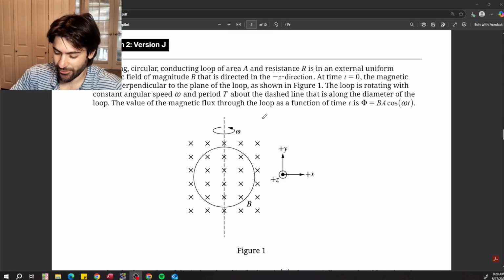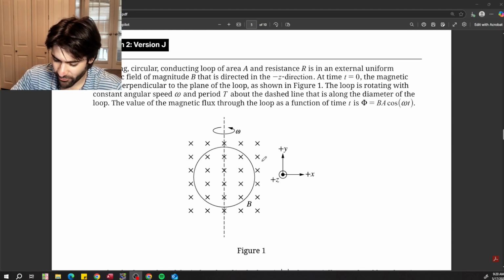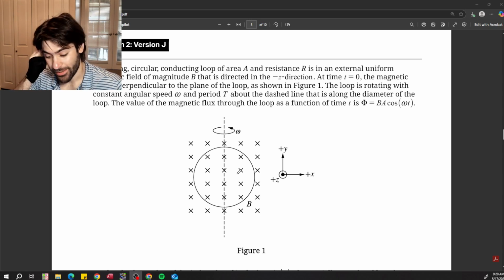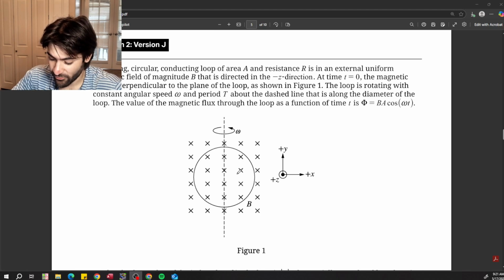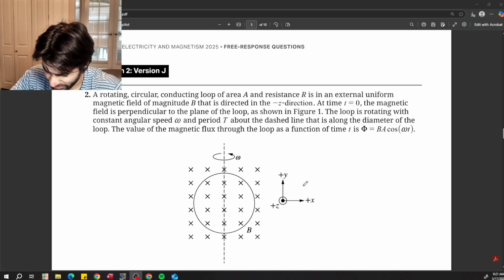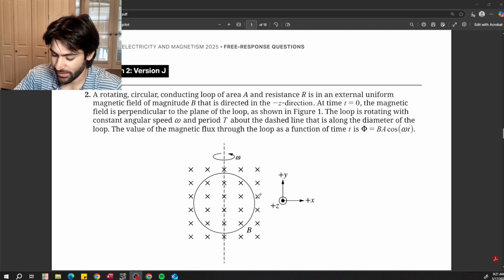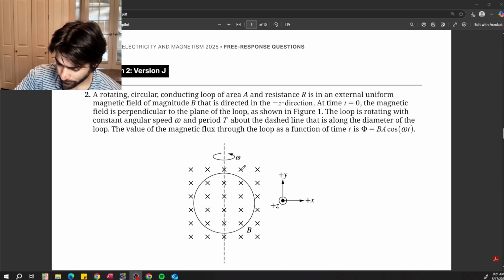So next we have what looks like a magnetic induction or Lenz's law problem. A rotating circular conducting loop of area A and resistance R is in an external uniform magnetic field that is directed in the negative Z direction, which is into the page. At time t0, the magnetic field is perpendicular as shown.